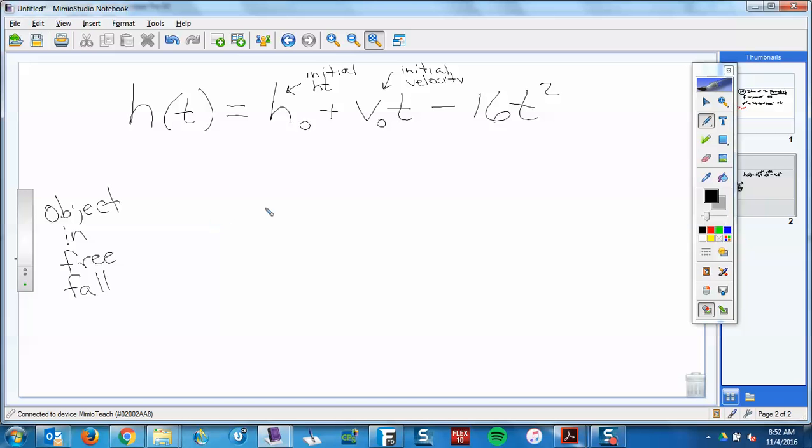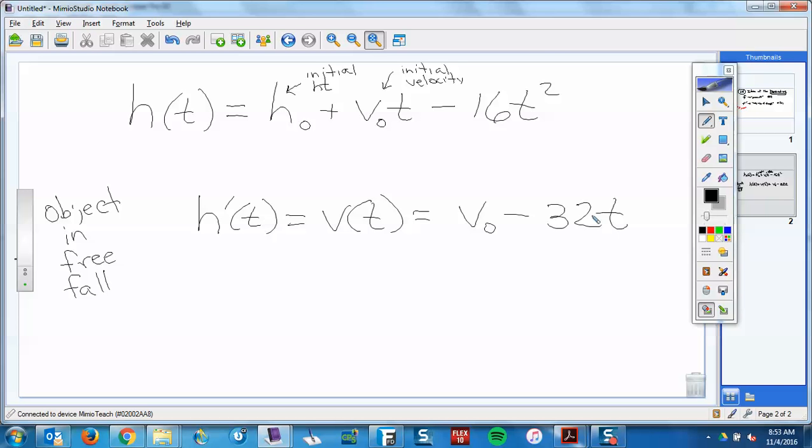And then the velocity equation, which would be h prime. This would be the velocity equation of the ball. The velocity of the ball at any time is simply v sub 0 minus 32t. That's because of what acceleration of negative 32 feet per second squared means: the ball is going to lose 32 feet per second in velocity every second. Unless it's going down, then it's going to gain in velocity because it's negative, right? So if the initial velocity is 0, then every second it's going to be going faster and faster.